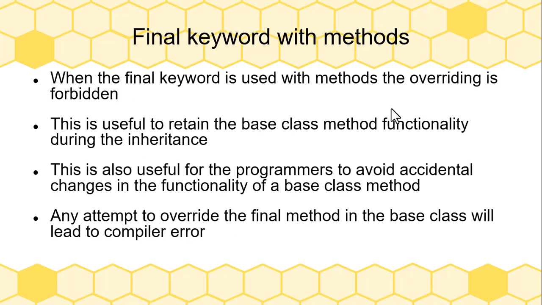The second use, the final keyword along with methods. When the final keyword is used along with methods, especially during inheritance, it cannot be overridden in the derived class. So if a base class has a final method, in the subclass or the derived class, it cannot be overridden.